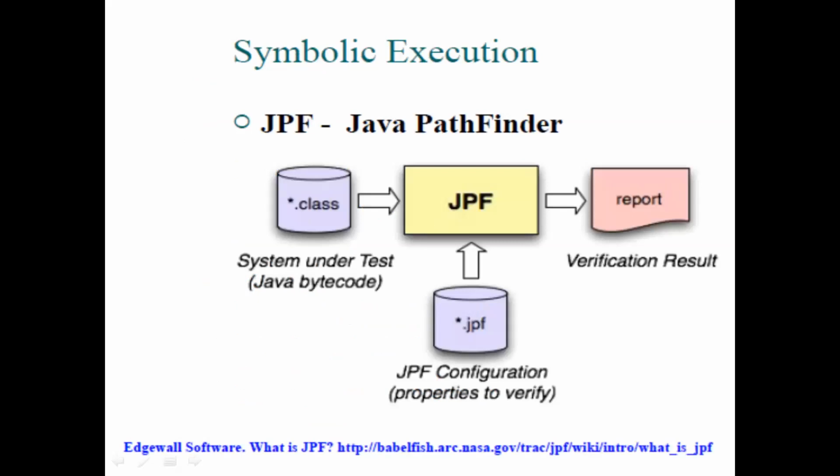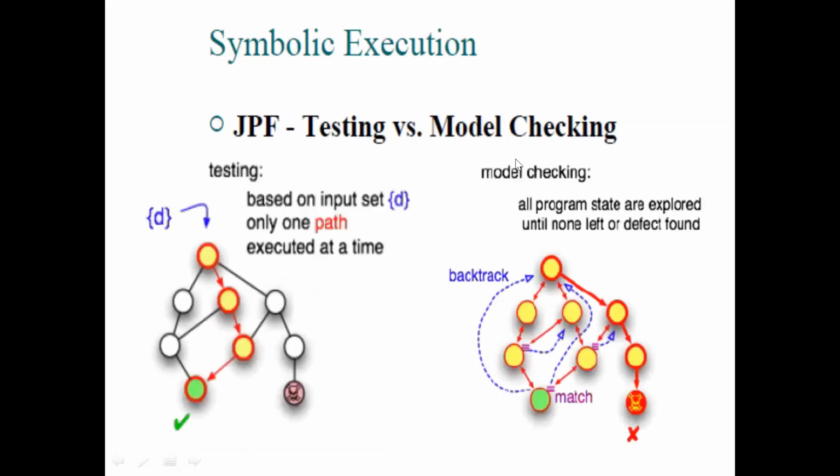Say, for example, this diagram shows you the symbolic execution process. We have JPF, Java Pathfinder. It has the class, and the report, the verification result, is generated, along with the JPF configuration, properties to verify, and the system under test, Java bytecode. So we'll take the Java Pathfinder, and its various classes, reports, and JPF configuration can be easily evaluated by using symbolic execution.